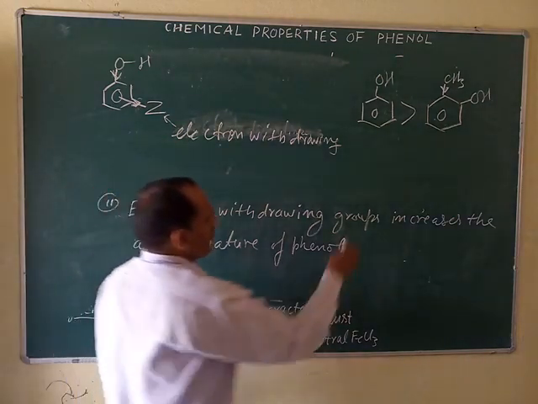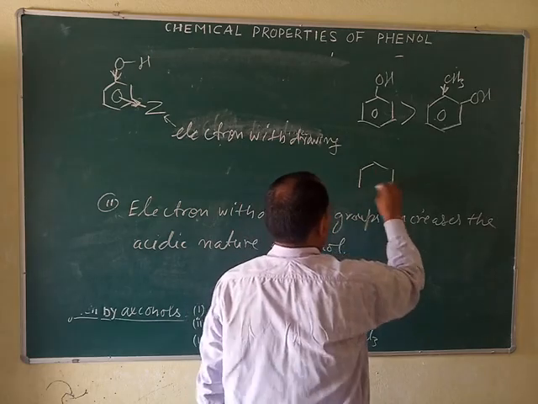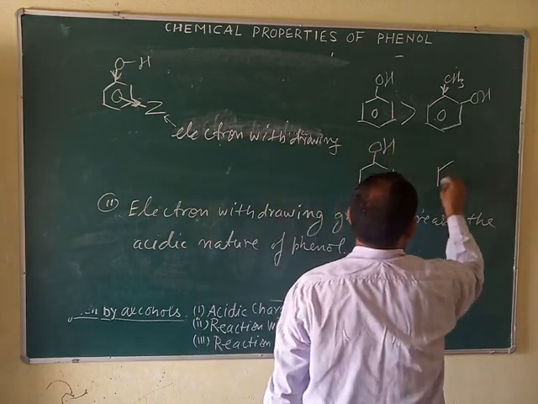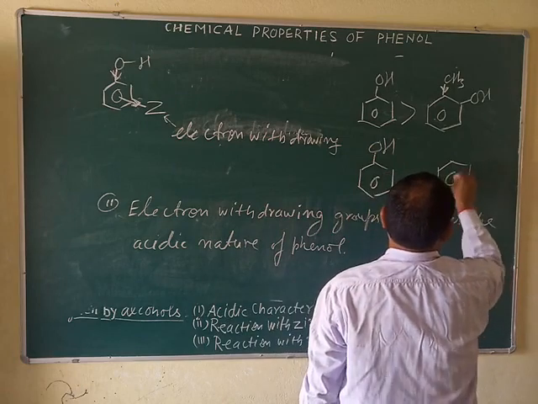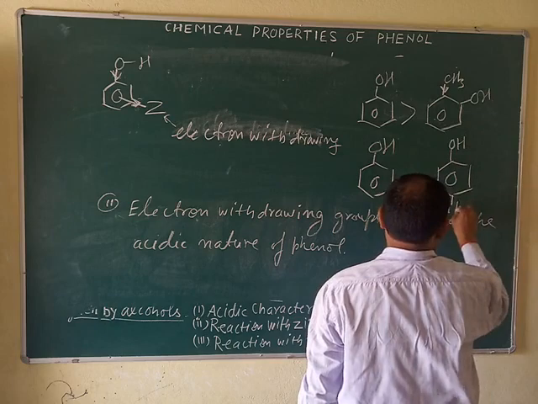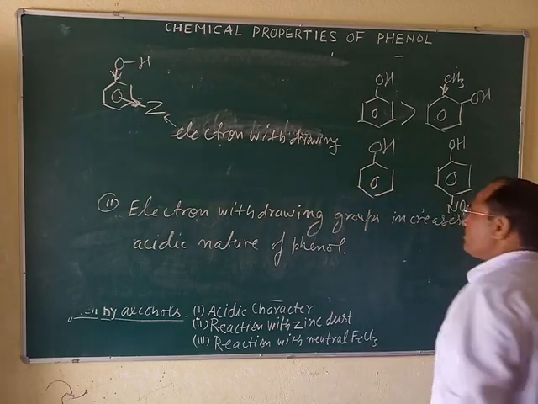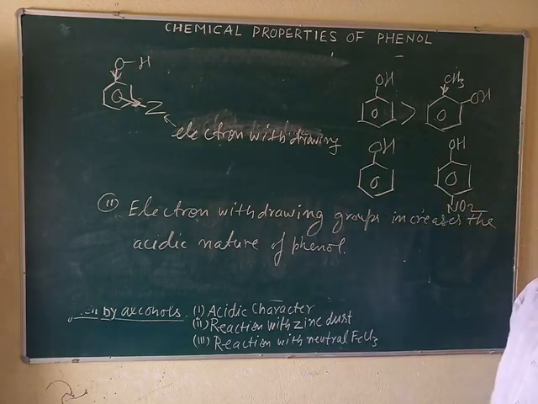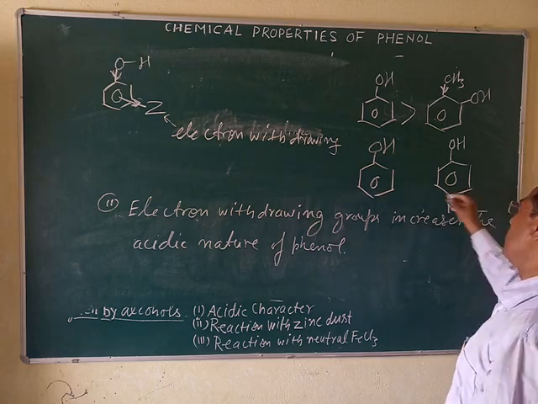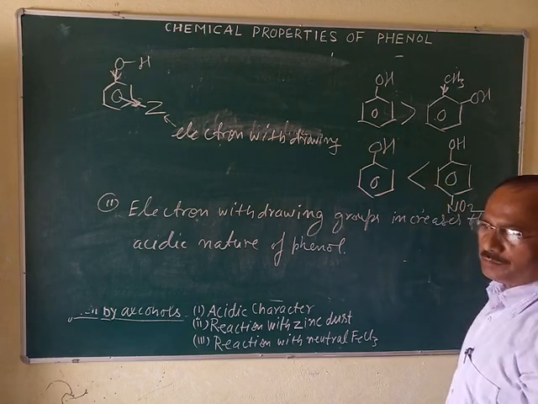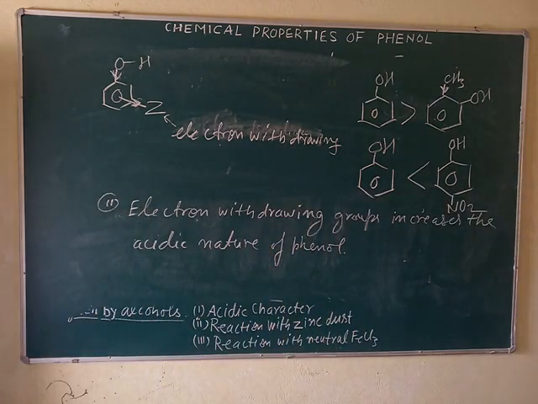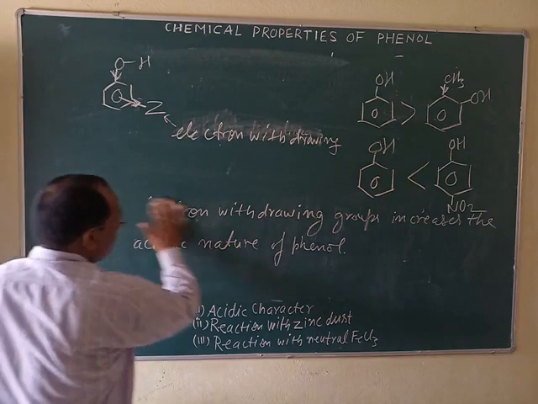For example, between phenol and nitrophenol, this is nitrophenol, orthonitrophenol or paranitrophenol. Which one is more acidic, phenol or nitrophenol? Nitrophenol is more acidic than phenol. Okay, this is the effect of substituents on the acidic nature of phenol.